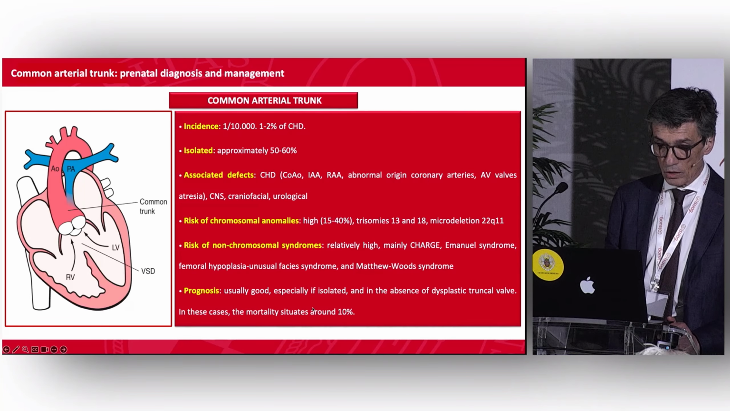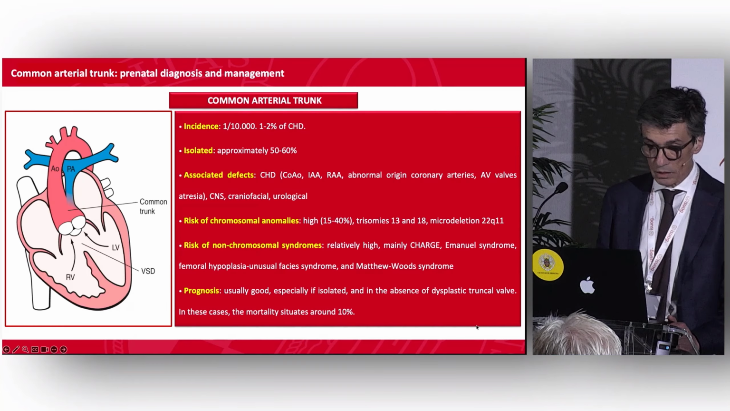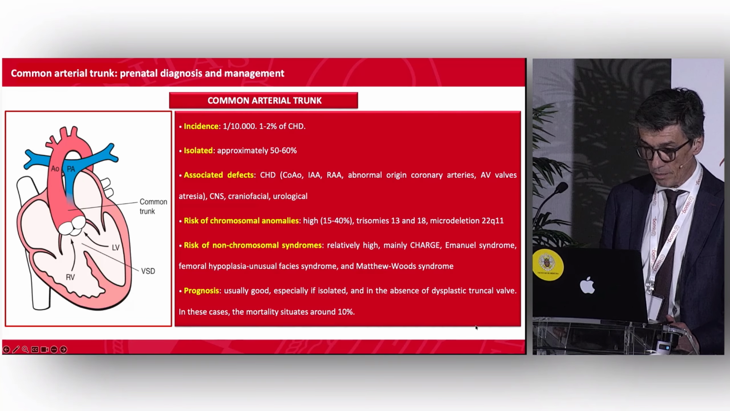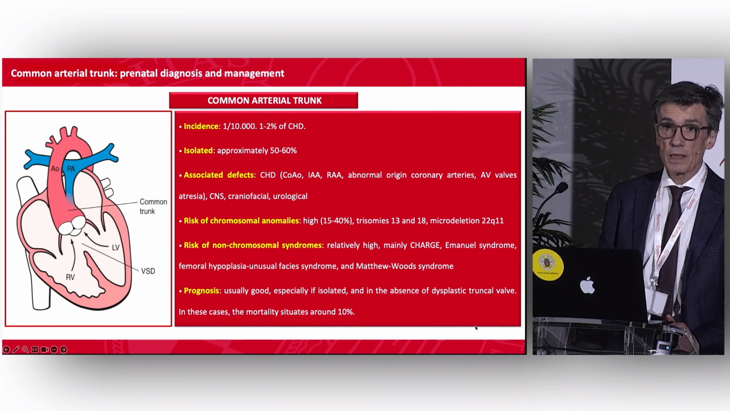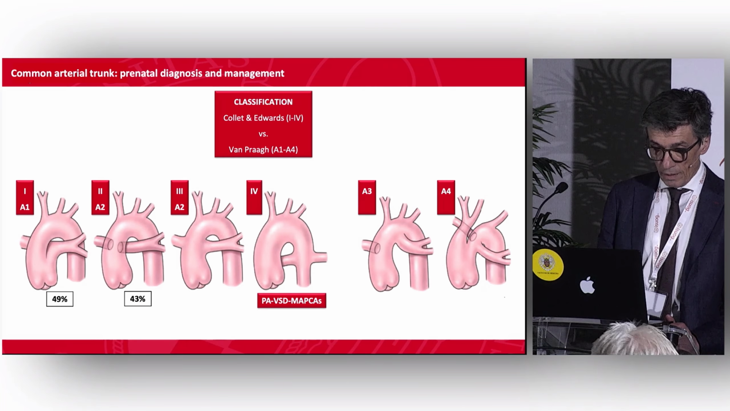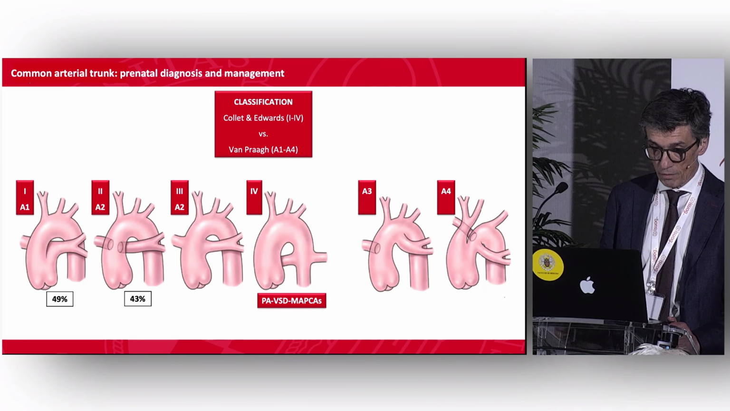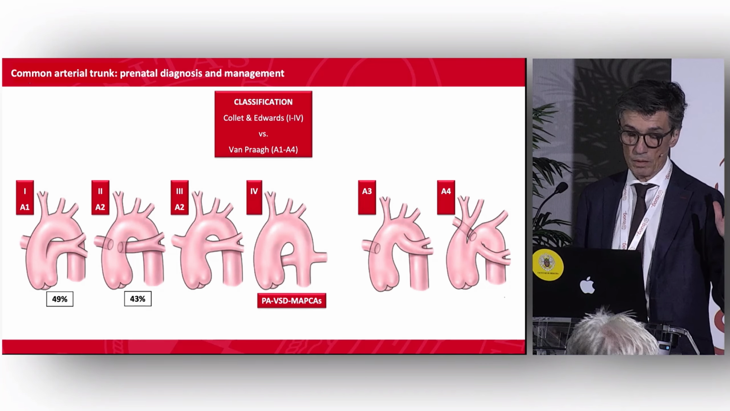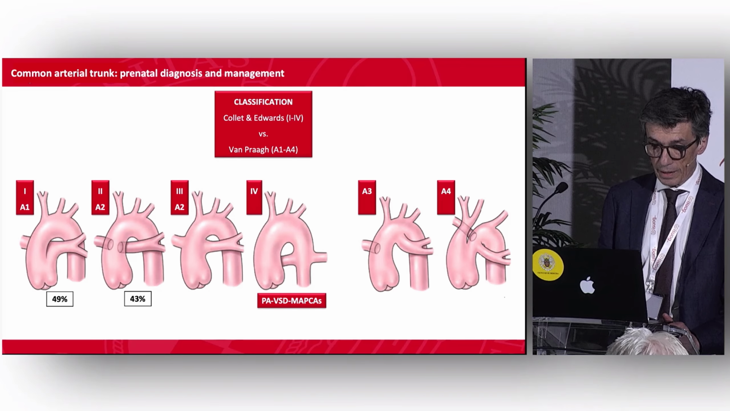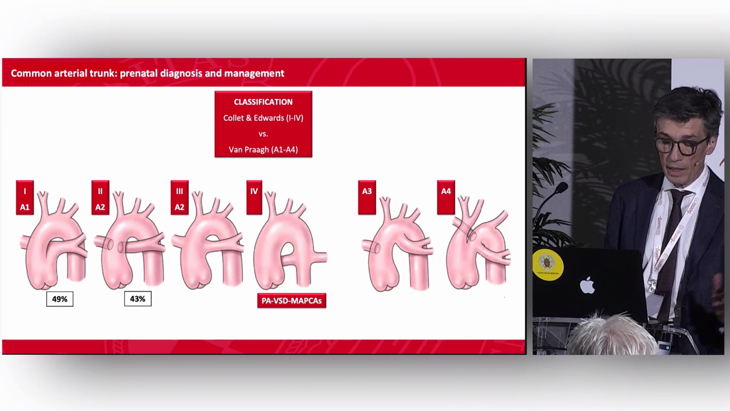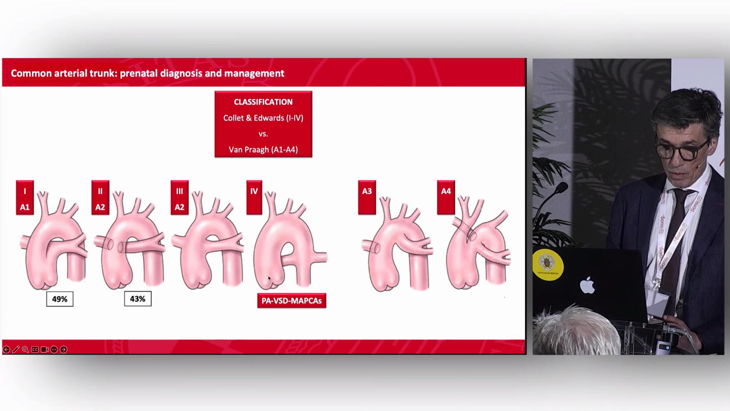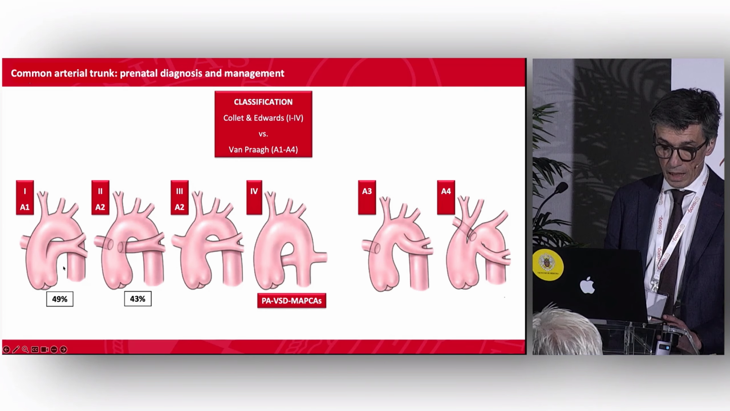The prognosis is usually good, especially if the common arterial trunk presents in isolation and in the absence of a dysplastic truncal valve, as we will see later. In these cases, the mortality is only around 10%. There are different classification systems of this condition, but the most well-known are two that were described many years ago: the one from Collett and Edwards that goes from type 1 to type 4, and the one by Van Praagh that goes from A1 to A4. The two most common forms are the first two types.